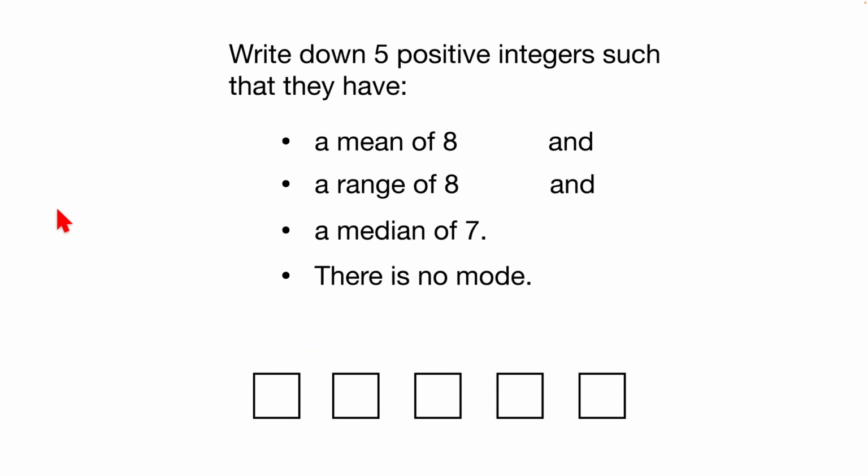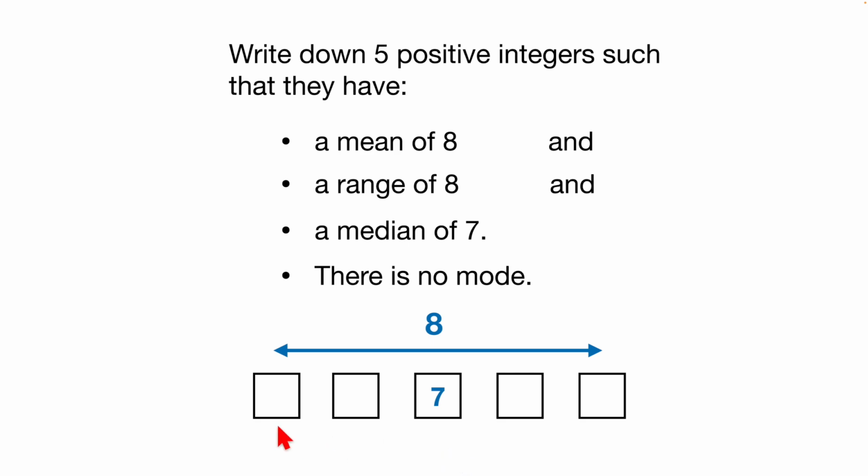Here's another one, not a unique answer on this occasion. Let's see what happens. We've got a median of 7. Great. There is no mode. Well, that's a shame, because modes are good. They take out 2 numbers. There's a range of 8 and a mean of 8. So the difference between these 2 numbers is 8, and the mean is 8.